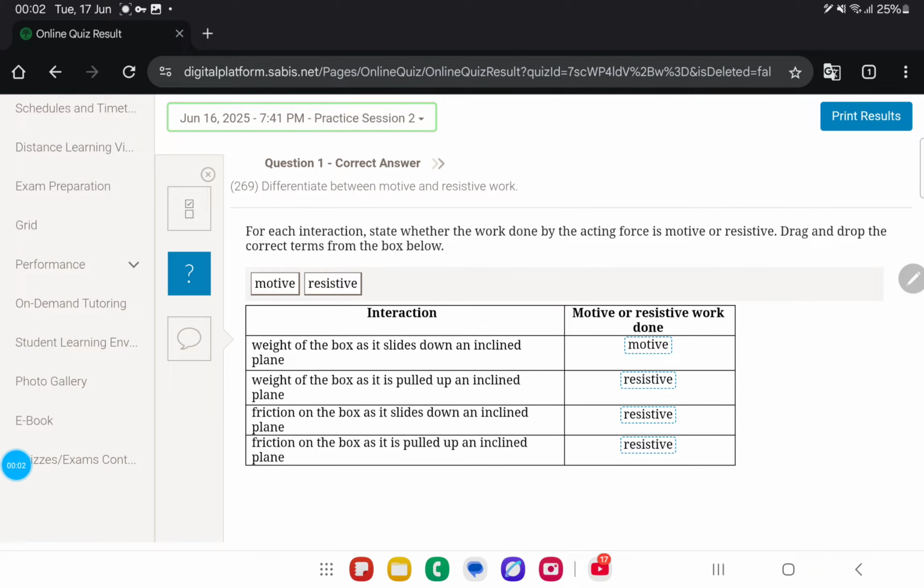Hey guys, today I'll be explaining the Chapter 9 Physics quiz. It's really easy, it's filled with new stuff, so you might think it's hard, but no, in reality it's very easy. So let's begin with question 1.